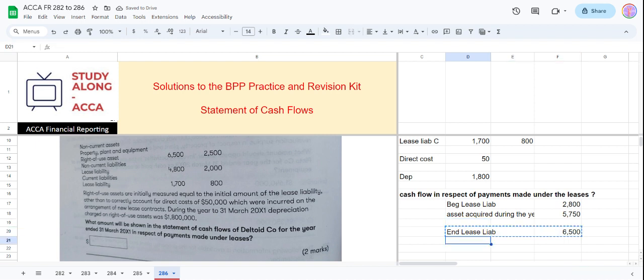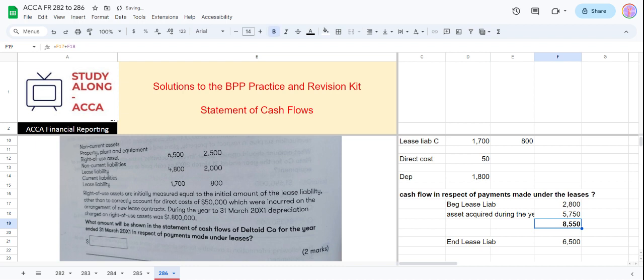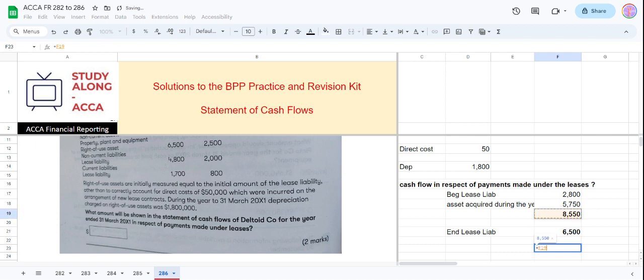So what is the balancing amount? Here you can see this plus this, beginning plus the acquired, should be 8,550, but ending as per the question is 6,500. That means how much we have paid for the lease liability. We have paid 2,050,000. Okay, so this should be the answer, 2,050.